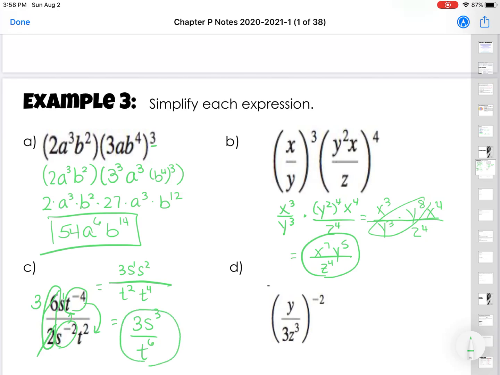And then lastly, with this negative, I like to flip everything first. That's just my opinion, but it's up to you. So I'm going to flip that fraction. That's 3z to the 3rd over y, and now everything's getting squared. So we only dealt with the negative portion of that exponent. So that gives me 3 squared times z to the 3rd squared over y squared. 3 squared is 9. Multiply that, z to the 6th over y squared.